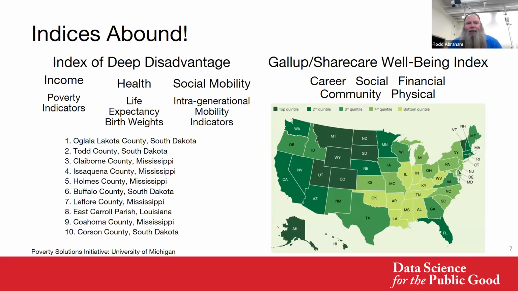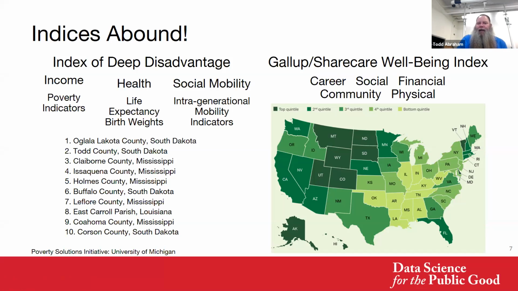From that general idea then, there are indices everywhere. If you just go look for them, you will find them. Here are a couple of ones that are interesting to me. The index of deep disadvantage. It's gone deeper than disadvantage. It's deep disadvantage. And this comes out of the University of Michigan. It's a multidimensional index that combines information about income, physical health, and social mobility. Each of those things are multiple indicator indexes.